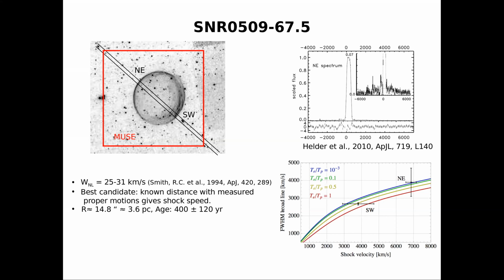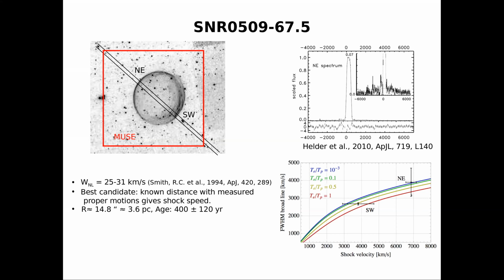On the bottom right side, you can see how the broad line width depends on the shock velocity for different equilibration levels. So basically, everything below this red line, which is a full equilibration, would need some cosmic ray to be explained. And you can see the measurements from these two regions here.